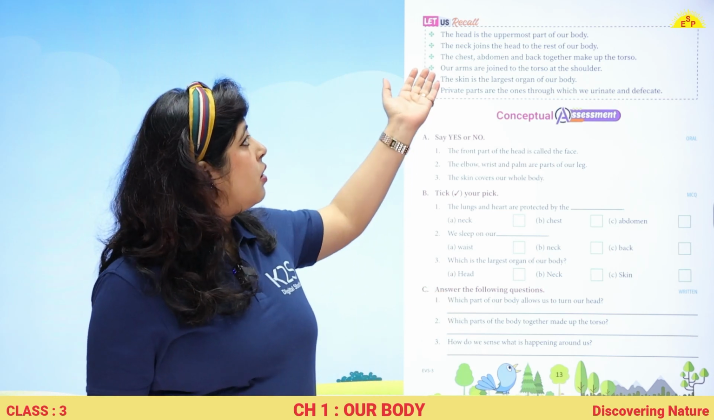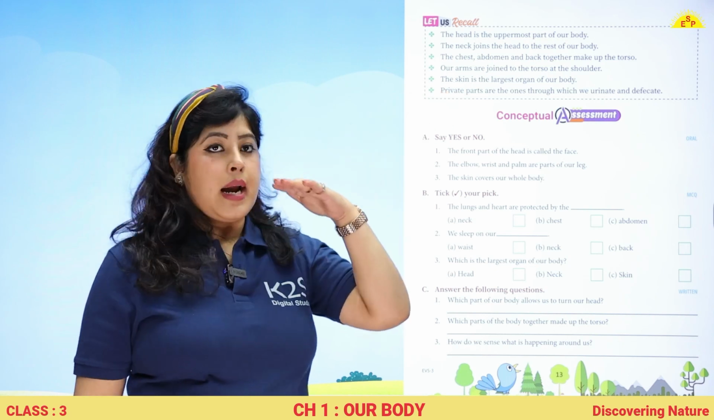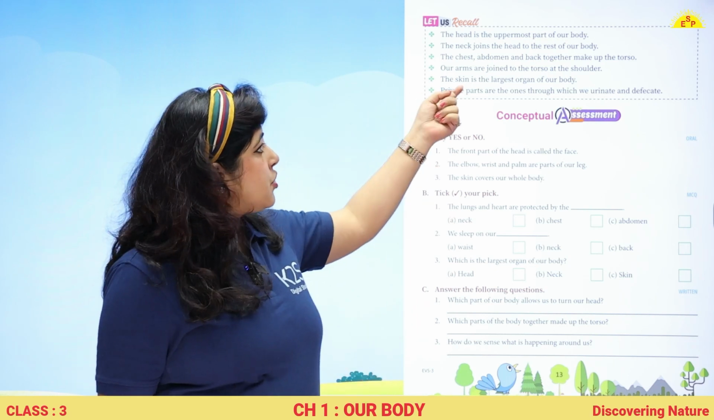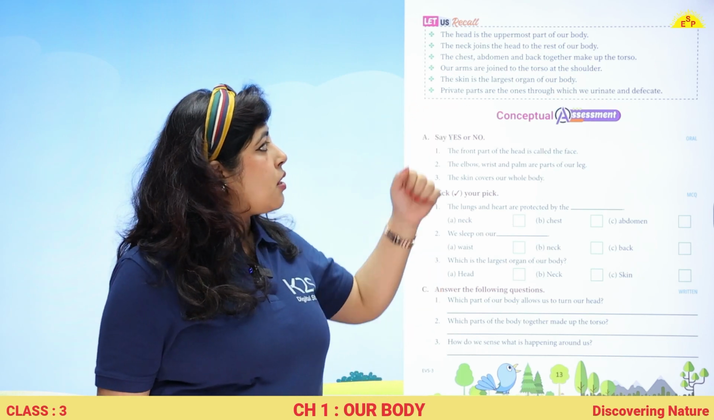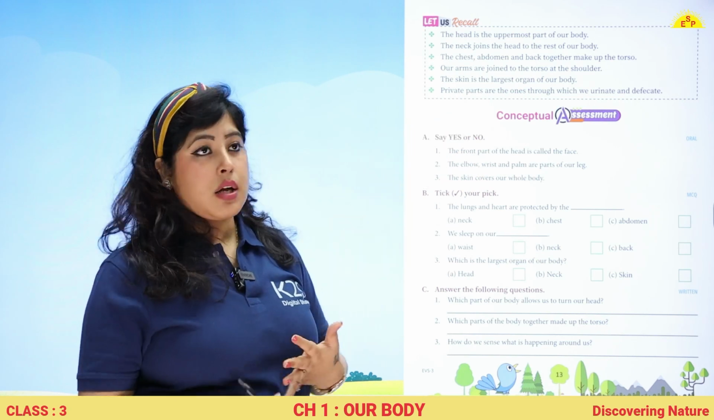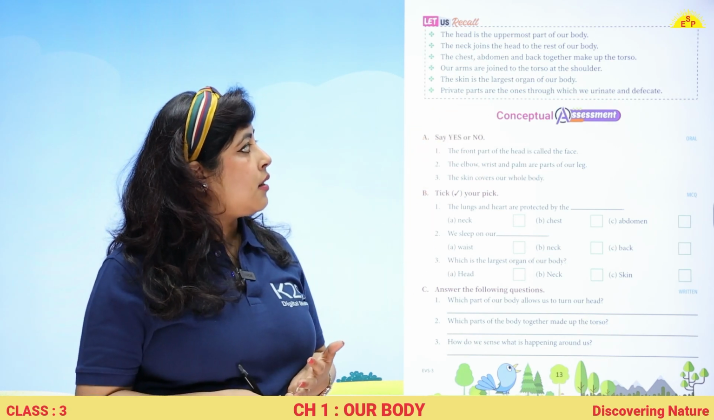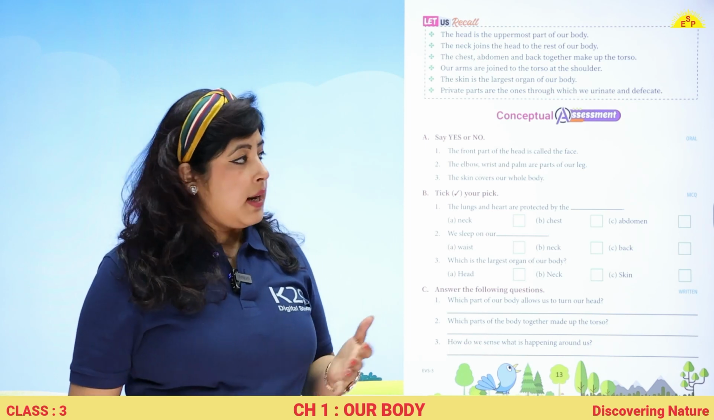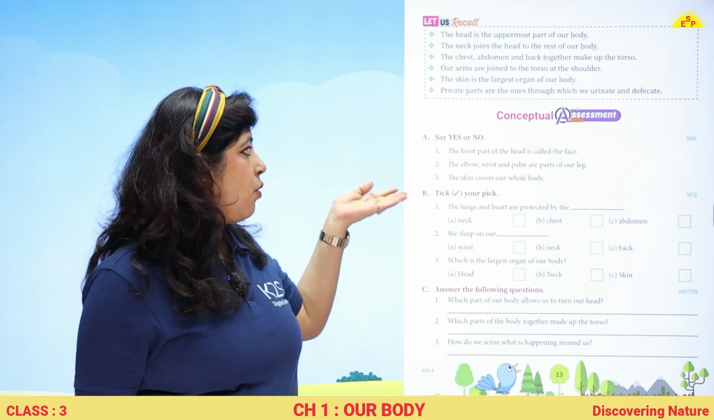Let's just recall. The head is the uppermost part of the body. Neck joins the head and the rest of the body. The chest, abdomen and the back make up your torso. Our arms are joined to the torso with the help of your shoulder. The skin is the largest organ of our body. Private parts are the ones through which you urinate and defecate. So let's just do the conceptual assessment now.